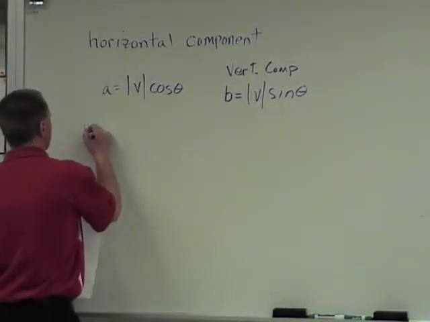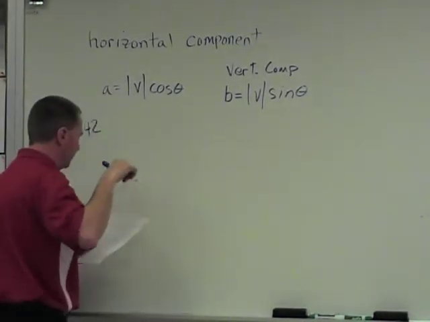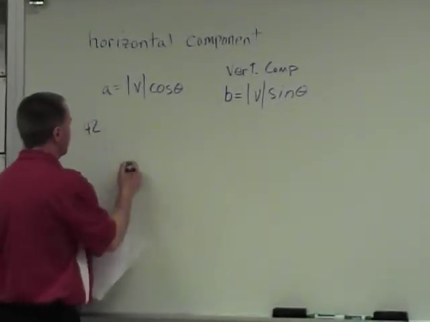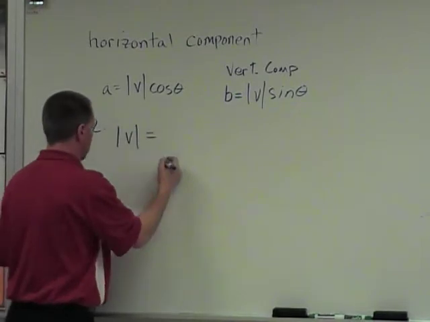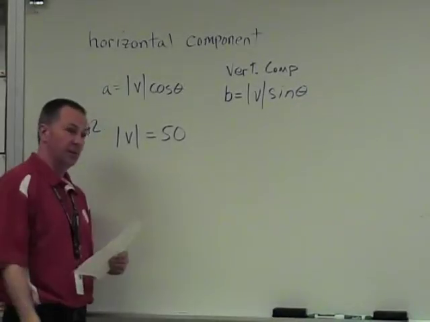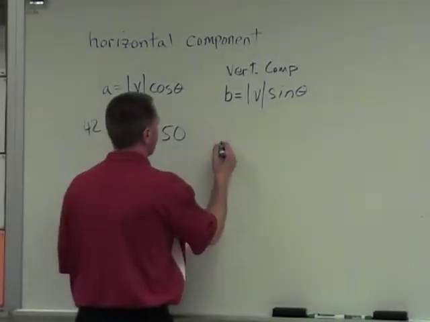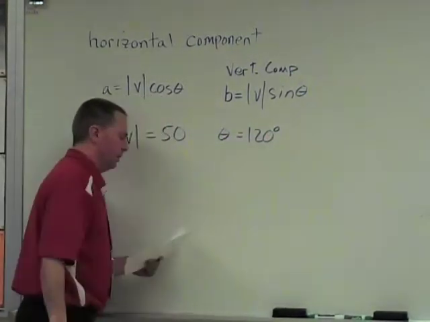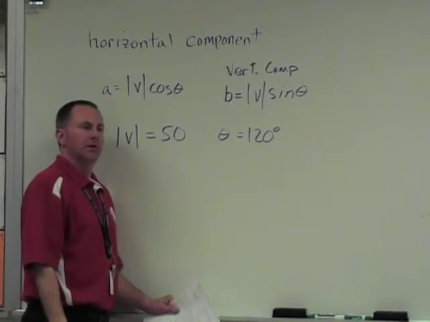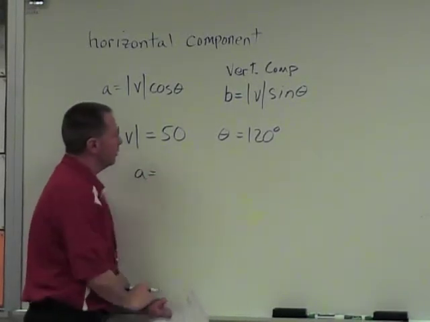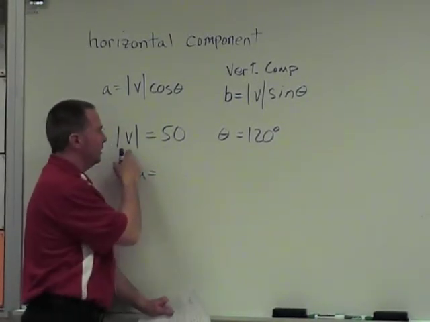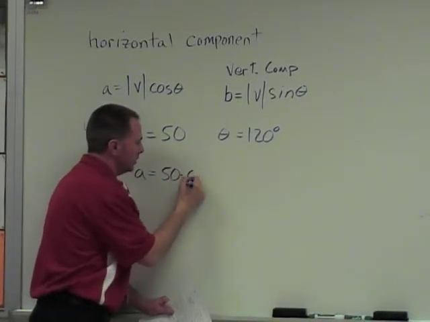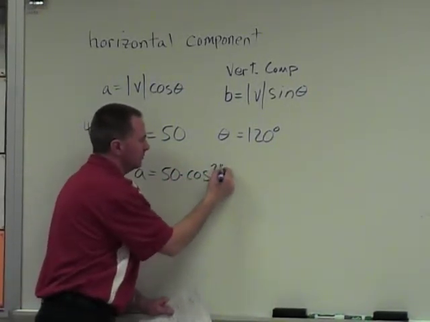This is number 42 in your book. I want to find the horizontal and vertical components with the given length. So the given length of the vector is 50, and the direction, so the theta, is 120 degrees. So this is what you're doing. The horizontal component is the length of the vector times the cosine of the degree.